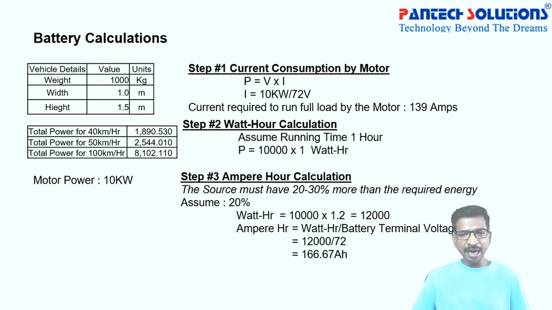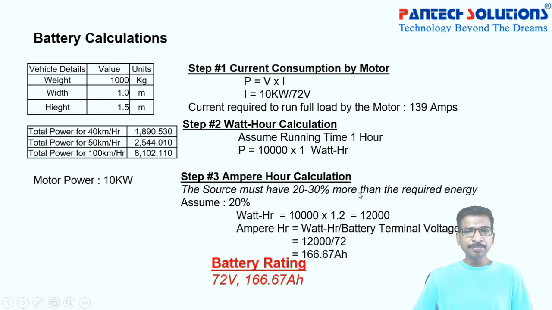So that's why we are adding that; the actual total watt hour requirement is about 1.2 watt hour. Finally, if you multiply this, then 12 kilowatt hour is the requirement. The ampere hour is nothing but watt hour divided by the terminal voltage. So this is the generalized formula. If you divide by the terminal voltage, then the ampere hour requirement is about 166 ampere hour. So this is the battery requirement.